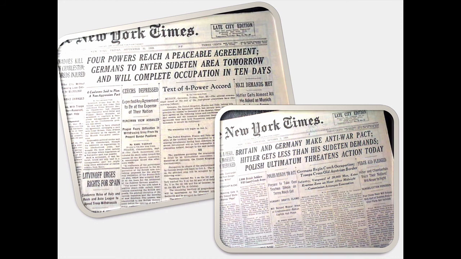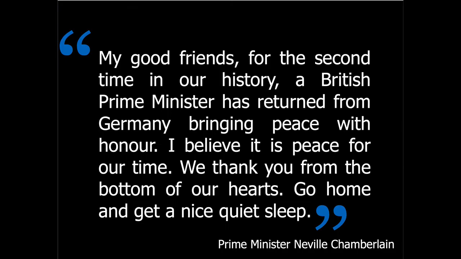So they reach a peaceable agreement, as you can see in these newspaper headlines, and Neville Chamberlain himself came out of the meeting arguing, "My good friends, for the second time in our history, a British Prime Minister has returned from Germany bringing peace with honor. I believe it is peace for our time. We thank you from the bottom of our hearts. Go home and get a nice quiet sleep."